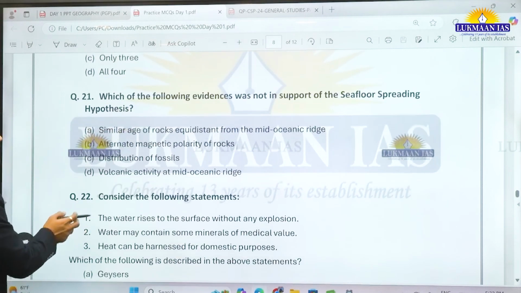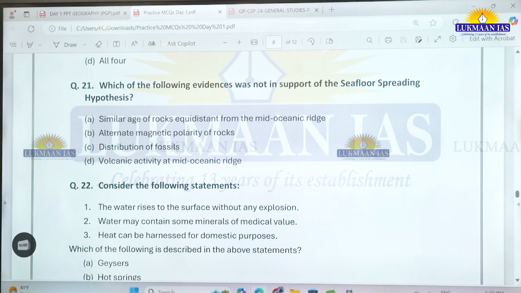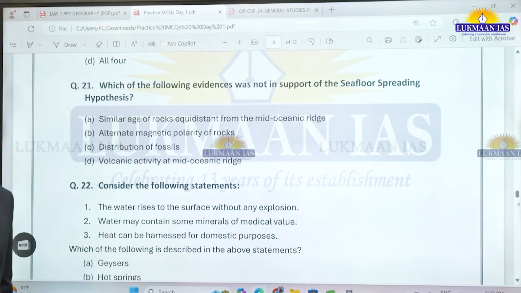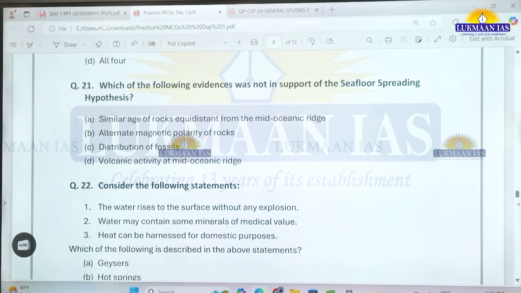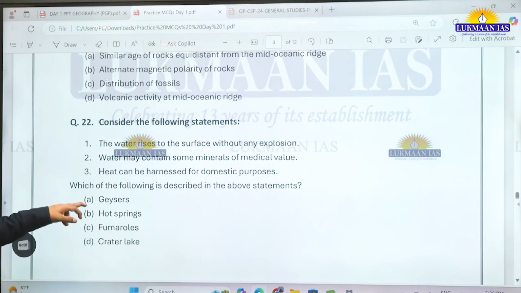Which of the following evidences was not in support of? Not is mentioned. Yes, distribution of fossils was evidence in continental drift theory. Right? It was continental drift theory. What about this one?